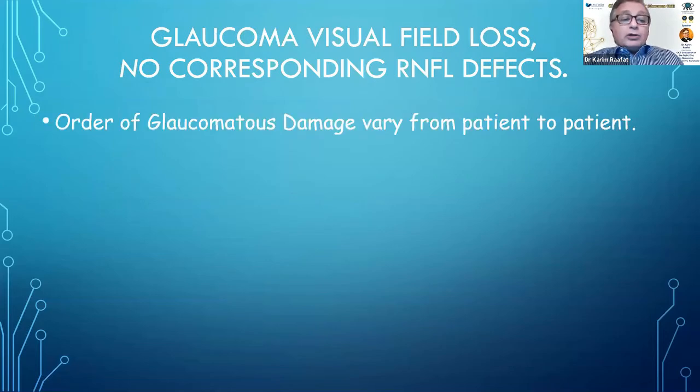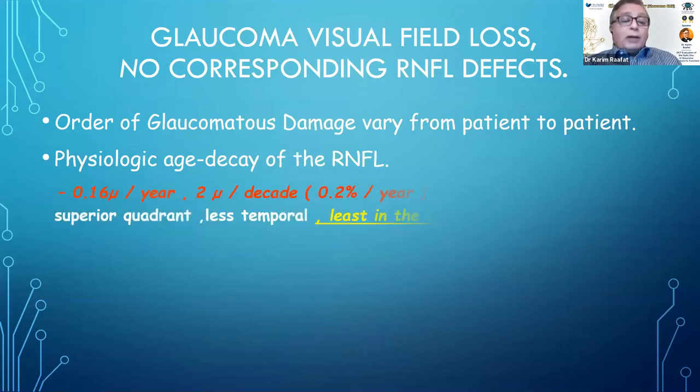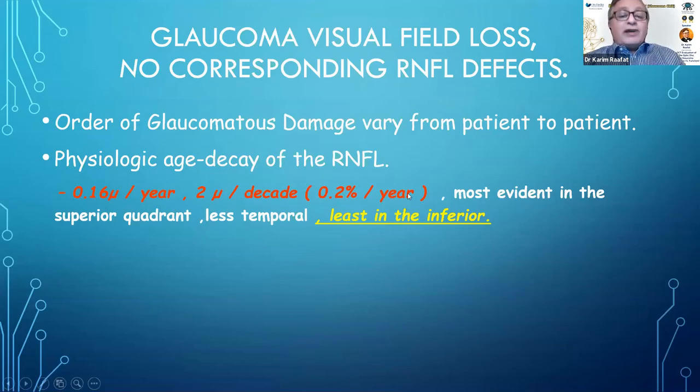Sometimes the order of glaucoma damage may vary from patient to patient. Again, we should always remember the physiological age decay of the nerve fiber layer, sometimes a contaminating factor. We are losing about 2 microns per decade or 0.2% per year of the nerve fiber as a normal age decay. And what we are doing in glaucoma management is not to stop this, but we need to revert the accelerated decay to this normal age-related decay. And the important point is that this age-related decay is least in the inferior quadrant. That's why the inferior quadrant is very important to discriminate between normal and glaucoma patients.